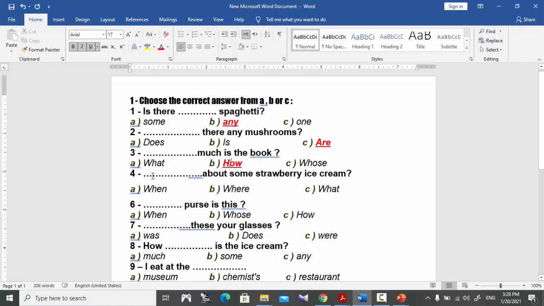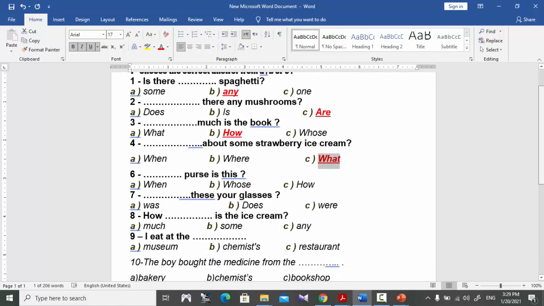Number 4, space about some strawberry ice cream. Okay, when, where, and what? As you know, what about some strawberry ice cream? What about doing something? What about eating? What about having? What about followed by verb plus ing or noun? As we hear, we have noun strawberry ice cream.